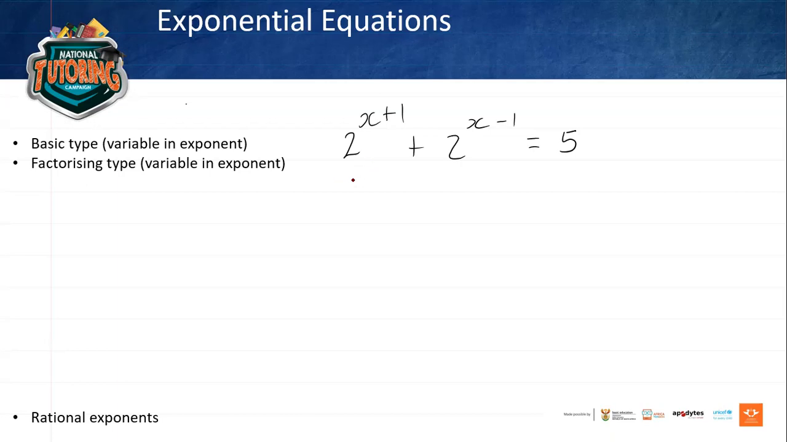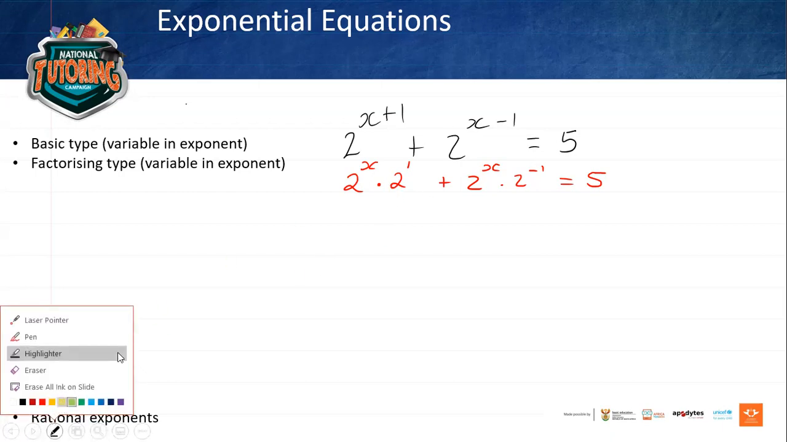But what I can do is rewrite 2 to the x plus 1 as 2 to the x times 2 to the 1, and 2 to the x minus 1 as 2 to the x times 2 to the -1. So what I've done is reversed the multiplication law, so that it's still a single term, but it's now written as 2 to the x times 2 to the 1. The reason I did that is because I had nothing else that I could do, and maybe factorizing is going to help me. So if we look at this equation now, I see that I have a common factor.